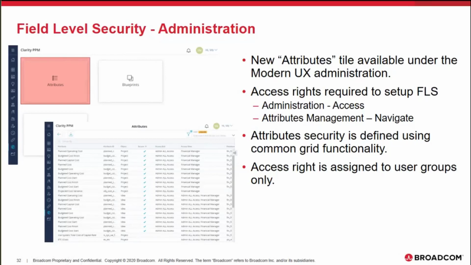If neither one of the two is populated, then that specific attribute is hidden from every user in the system, including the administrators. Edit right obviously gives you the option to view and edit the data, and then view only gives you the access to view it.